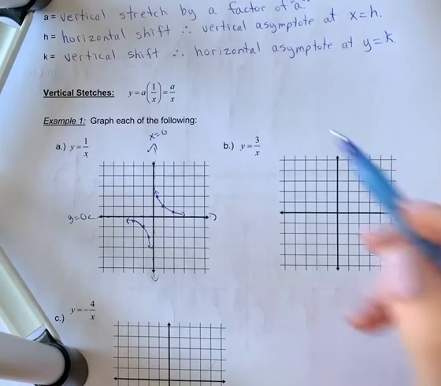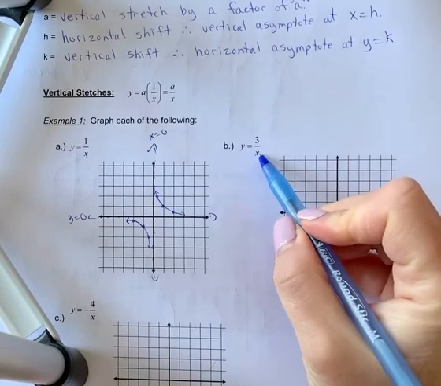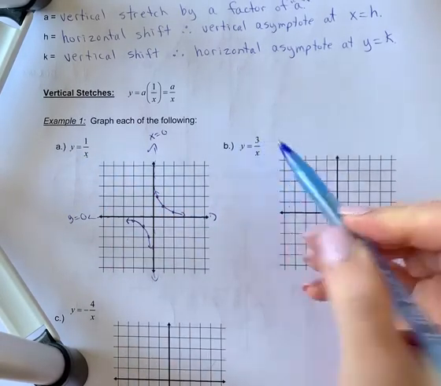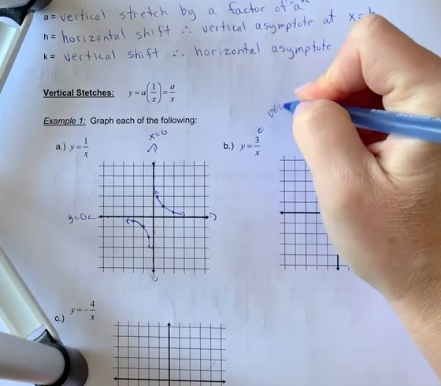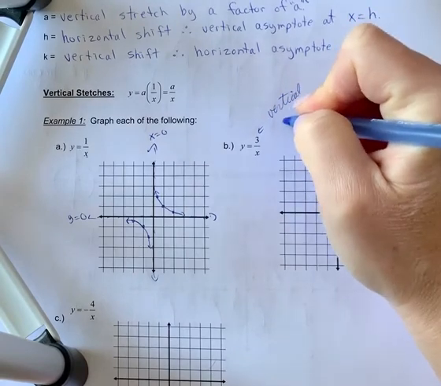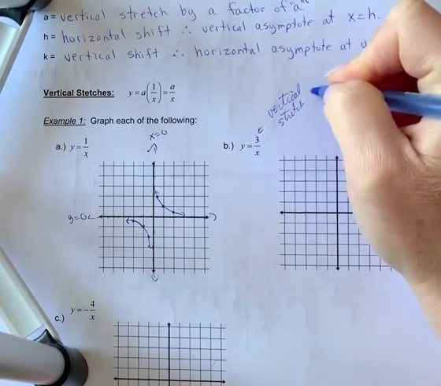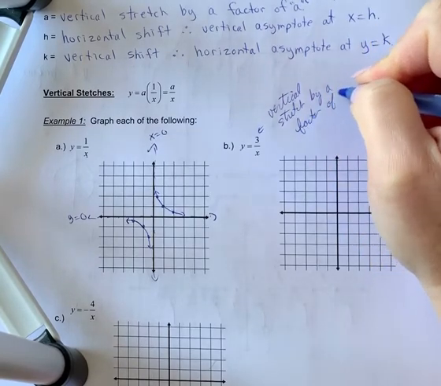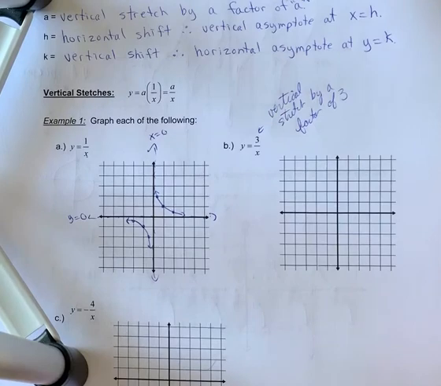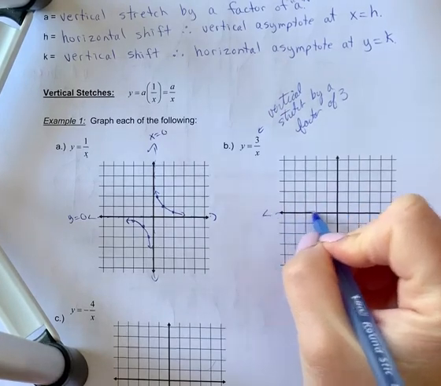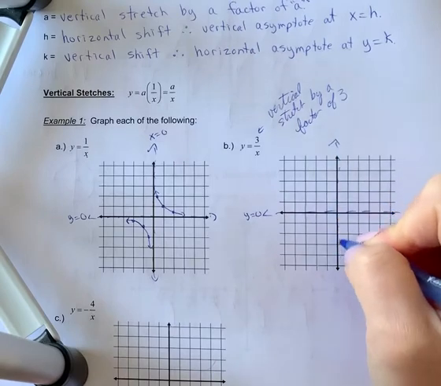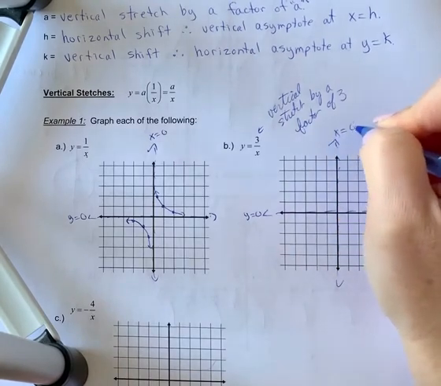Example 1b, sketch the graph of y equals 3 over x. So this is actually y equals 1 over x, stretched by a vertical stretch by a factor of 3. So if you had to describe the transformations, this is a vertical stretch by a factor of 3. Stretches are not going to change the asymptotes, so we're going to draw those in. They're going to stay on the axes.